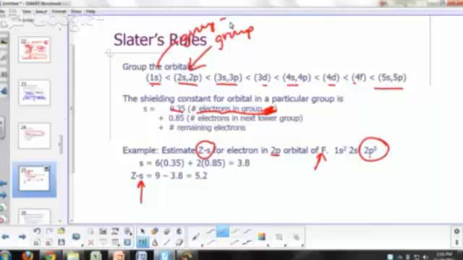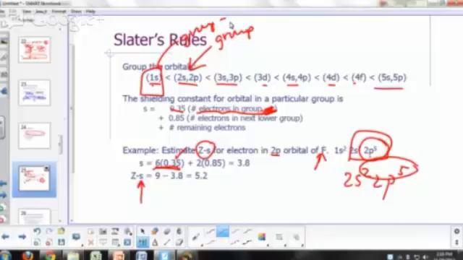So that's 6 times 0.35. So there are 7 electrons in this group, right? 2s2, 2p5. There's 7 of them. So there are 6 other electrons that will be shielding that electron. Any electron in that group will be shielded by 6 other electrons within that group. Each of those 6 electrons will contribute 0.35 to the shielding. So 6 times 0.35. And then the one group below it, in this case, it would be this 1s group right here.